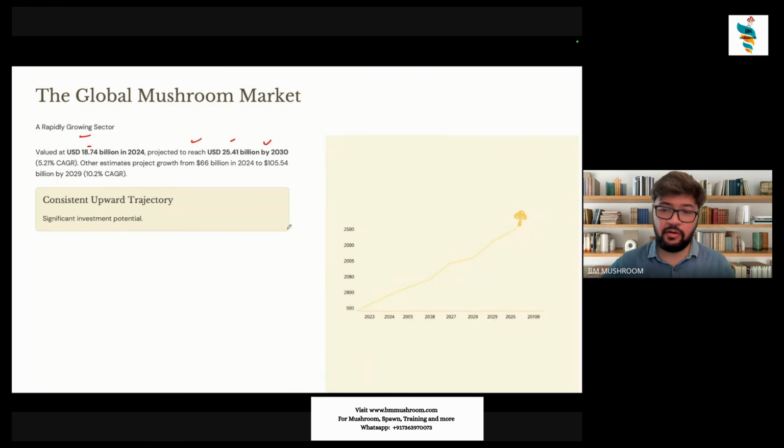We can see mushroom is already growing, the graph is going far above, and it has tremendous potential. As we move forward, the government and other institutions as a whole will be investing more and more into it. So the global projection is quite promising, and that's also one of the reasons we should be investing in it.